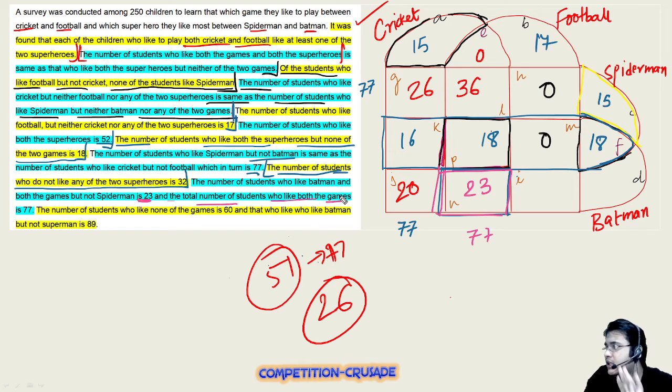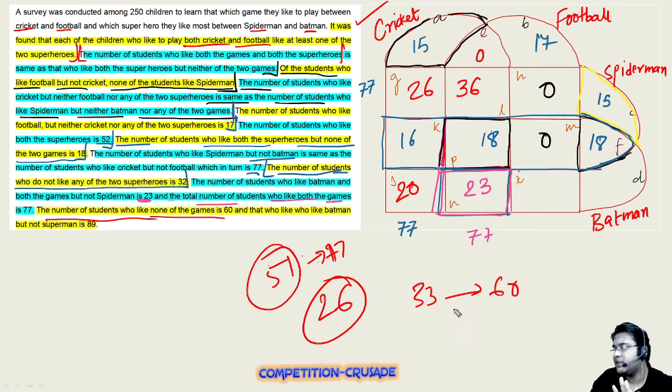I have just one area left now. The total number of students who like none of the games is 60. So basically this region, which is D, F and C, none of the games, is 60. I already have 25, 30, 33. 33 I have already got. I have to go till 60. So I am left with 27, right?